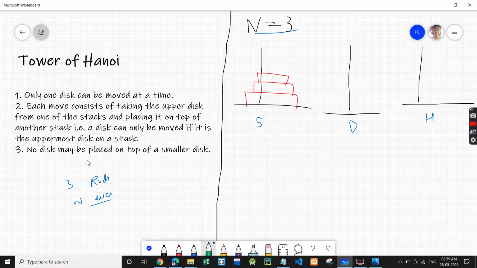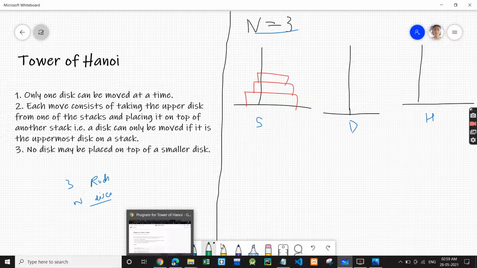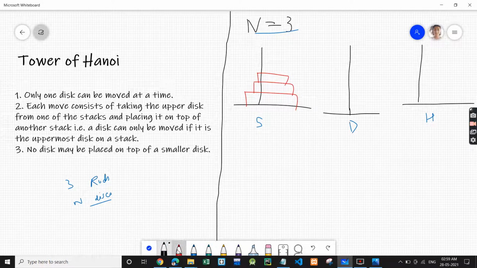So let's also see these three conditions which are given in the question. The first condition is that only one disk can be moved at a time. So only one disk you can move, either to the destination or the helper, but only one disk at a time.